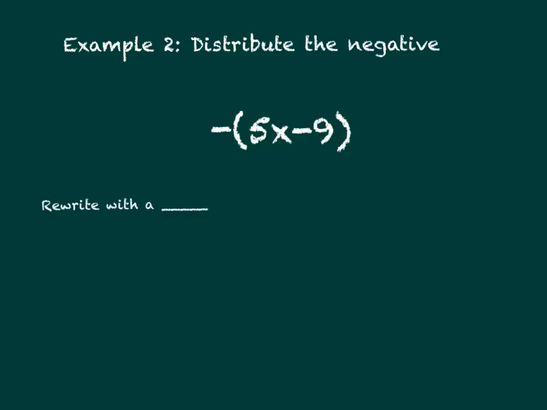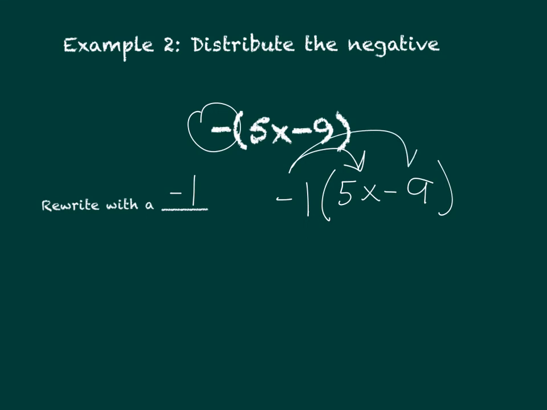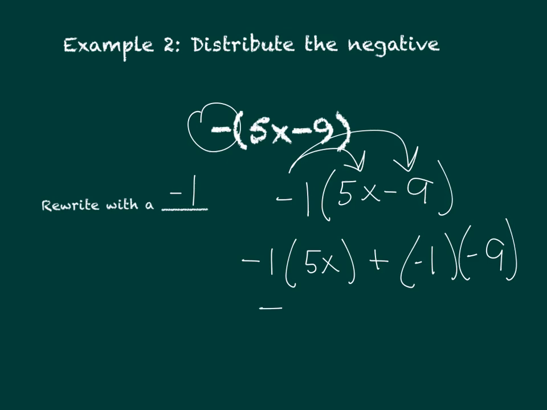The next example is when you have to distribute the negative number. So the first step in distributing a negative number is that you want to rewrite that negative symbol out front right here as a negative 1. And when you do that, you get negative 1 times 5x minus 9. Then you distribute that negative 1 to the 5x and the negative 1 to the negative 9. And you get negative 1 times 5x plus negative 1 times negative 9. And you get negative 5x. A negative times a negative is a positive, so positive 9.